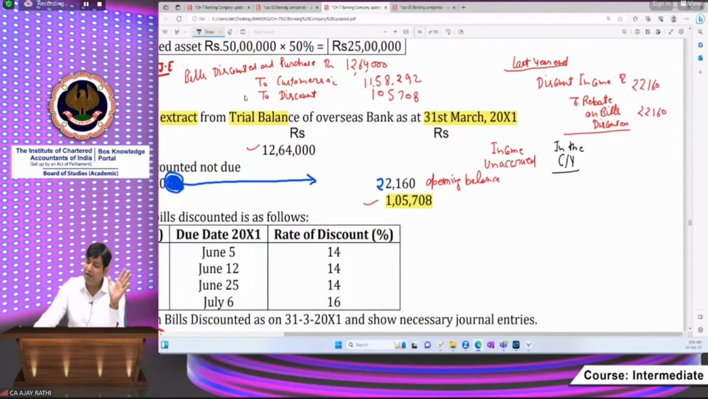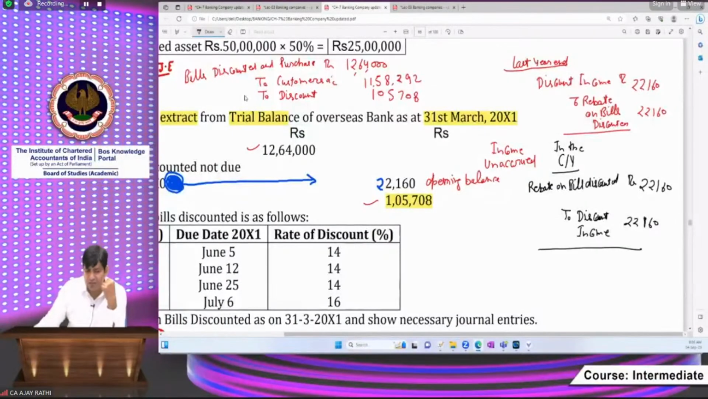Now see, in the current year, what shall we do for such 22,160? Sir, such income will be recognized in the current year. Okay, it means you want to say now the entry will be reversed. You will be crediting the discount income. Yes, sir, because such income belongs to the current year. Hence, we shall be crediting the income of the current year. And what will be debited? Sir, the rebate on bill discounted, which was credited in the earlier year, will be debited here so that it may close. Rebate on bill discounted account debit 22,160 to discount income.